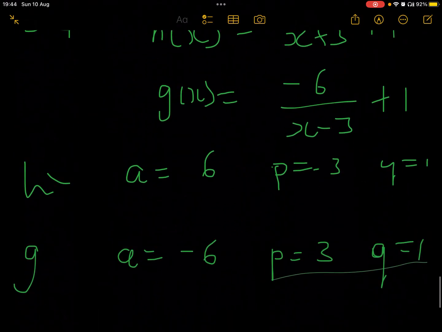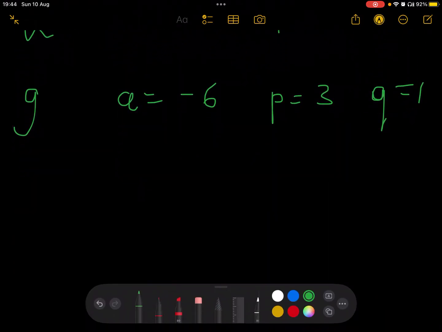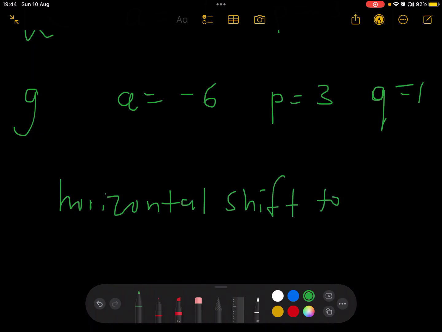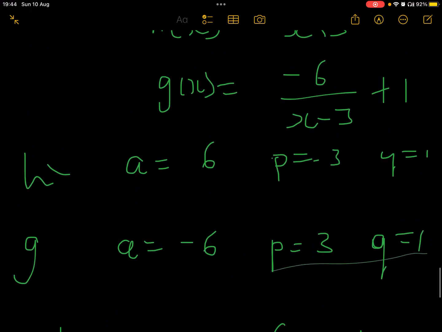So therefore, the transformation that has occurred here would be a horizontal shift to the left of 6 units. And then, what else happened? a moving from a positive 6 to a negative 6. Now that means something has been reflected. Oh, the graph has been reflected.